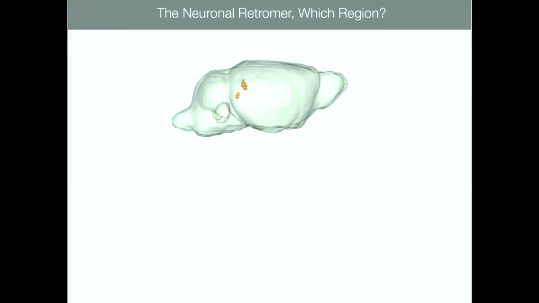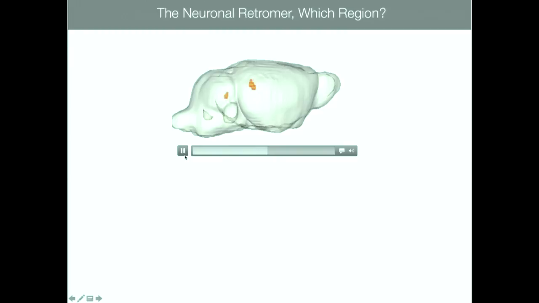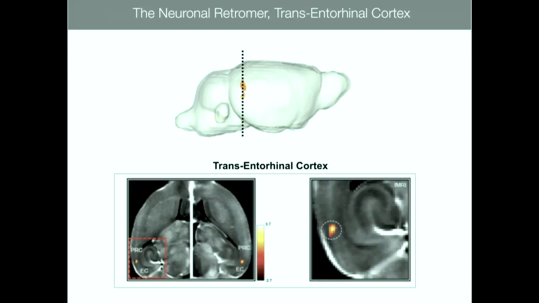So I'll play the movie again. Wherever you see color, this is an area of the mouse brain that's affected. You see, on both sides, it's affected primarily by retromer dysfunction, the neuronal retromer. So what area is this? You can answer that by taking a slice. And lo and behold, this is not just the hippocampus, it's not just the entorhinal cortex, it's the transentorhinal cortex, the specific pinpoint region where Alzheimer's begins. And again, let me reemphasize that the transentorhinal cortex in mice and our own transentorhinal cortex is very similar.